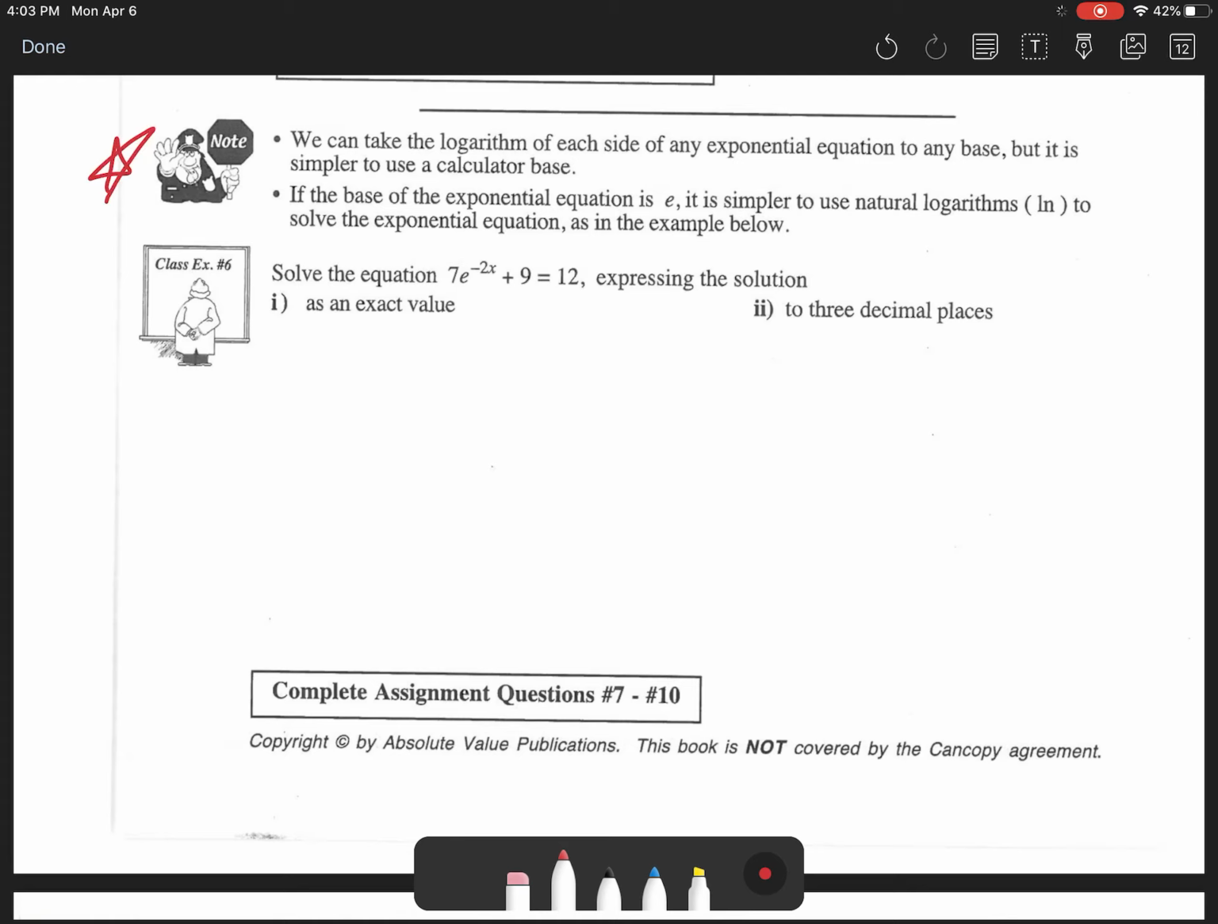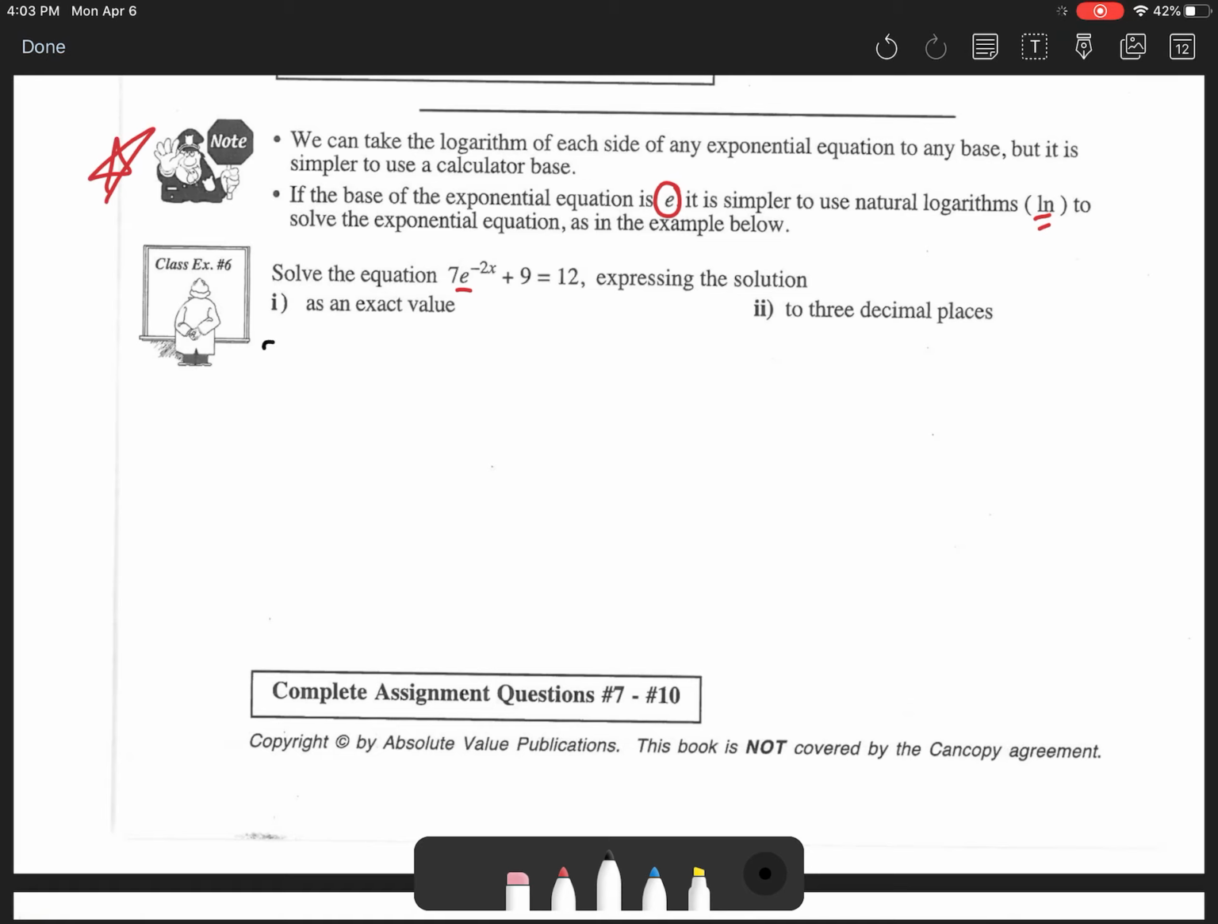Now, the guy with the fake stop sign here says we can take the log of each side of any exponential equation to any base, but it's simpler to use a calculator base. If the base of an exponential equation is e, it is simpler to use natural logs to solve the equation, as in the example below. So when you see a power with a base of e, we are going to use natural logarithms as opposed to a common log of base 10. That's all that this question is really aimed at. So again, as an exact value, and then finally to 3 decimal places.